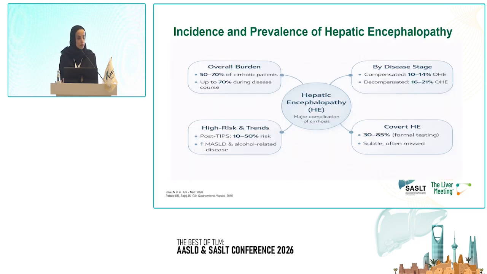So the incidence of hepatic encephalopathy overall reaches up to 70% in liver cirrhosis, and covert HE can reach up to 85% in liver cirrhosis as well. And we know those patients who underwent the TIPS procedure have a risk of developing hepatic encephalopathy, and the risk reaches up to 50%. Those with primary muscle and alcohol-related liver disease have a higher incidence of hepatic encephalopathy than others.